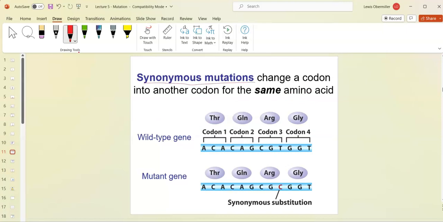So synonymous mutations can change a codon into another codon for the exact same amino acid. Remember we talked about the genetic code as being redundant because there's 20 amino acids, but there's 64 possible combinations. There's 64 possible codons. That means that there are more codons than there are amino acids, so more than one codon has to code for the same amino acid. The example here is what we call the wild type gene, or the most common gene. In this instance, this is codon 1, codon 2, codon 3, codon 4. And then this is the amino acid that it codes for, and these would be linked together with peptide bonds.